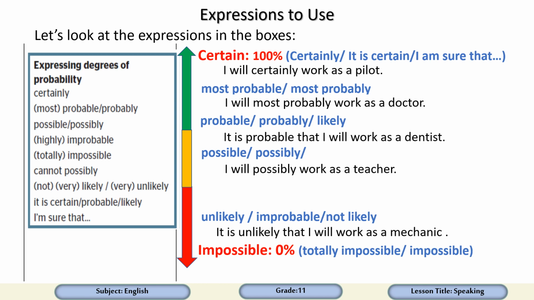Finally, if you are sure that something will not happen or that you will not do something, you can use expressions such as totally impossible or impossible. For example, it is impossible that I will work as a waiter.